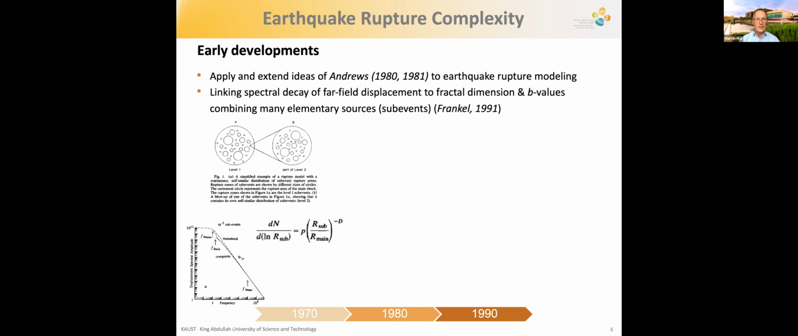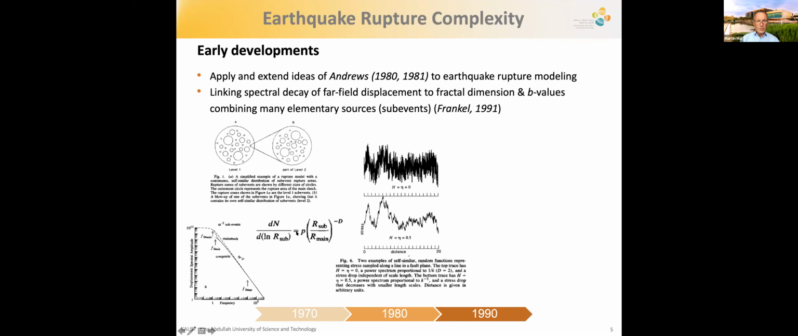So, researchers have extended and applied Andrews' ideas. And I just want to highlight the work by Art Frankel from 1991, who basically developed a model in which he combines many elementary sources or sub-events in a very specific way to reproduce b-value observations and also actually the spectral decay. And the events, small and large, follow a power law distribution, very similar to a Gutenberg-Richter type of relation, with the number of events for smaller radius being much larger than for large radius.